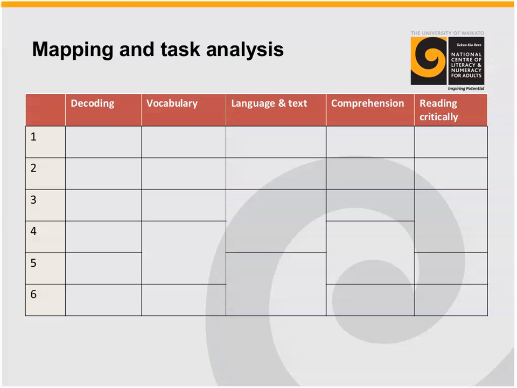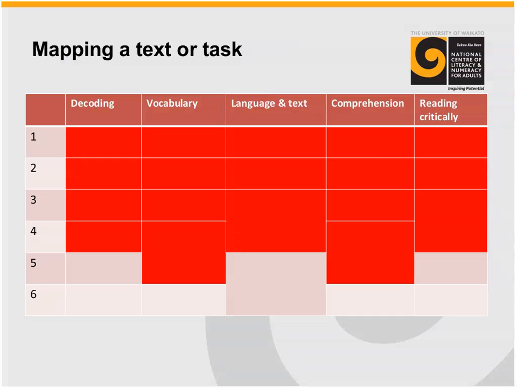This shows us that there are 6 steps for decoding, 6 steps for each of them, but some of the steps are bigger, to show that those particular steps have been combined because there is so much work in them. When I map a particular piece of work, I take those learning progressions, look at the text and map it, and I say yes, decoding is at 4, vocabulary is 5, language and text 4, comprehension 5, and reading critically is at 4 or 3-4. That shows me very clearly what those demands are.